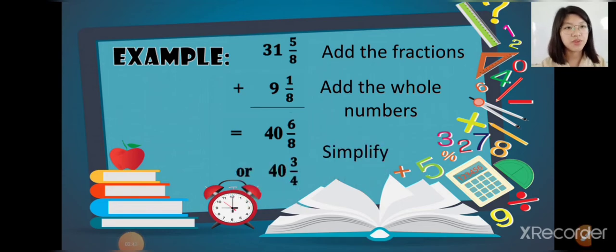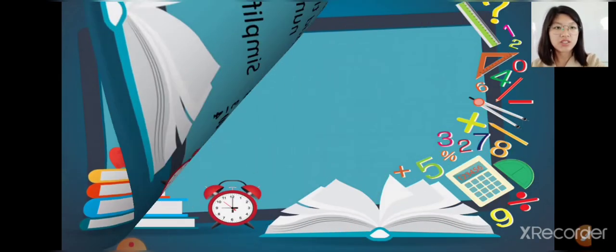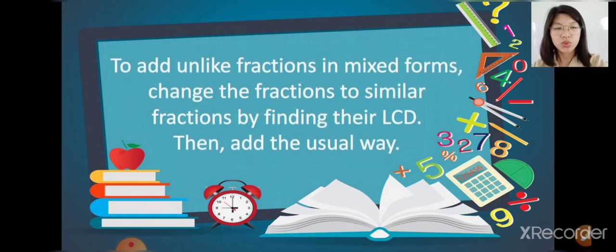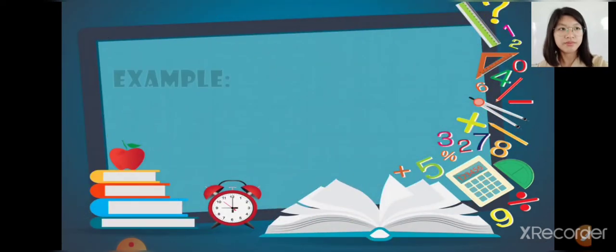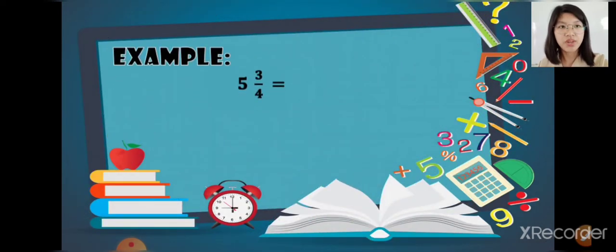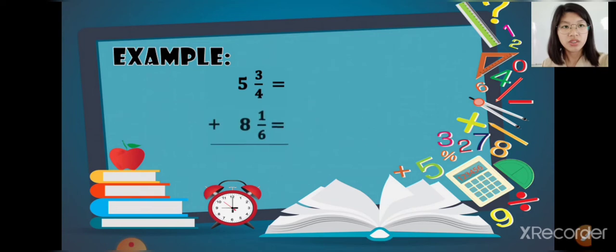Ayan. Kapag sinimplify natin siya. Next. To add unlike fractions in mixed numbers or mixed forms, change the fractions to similar fractions by finding their LCD. Then, add the usual way. So, example, 5 and 3 over 4 plus 8 and 1 over 6.